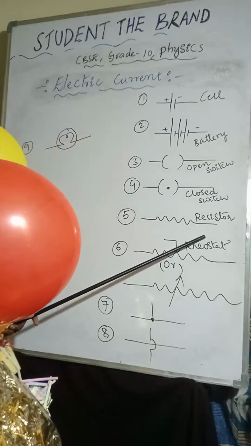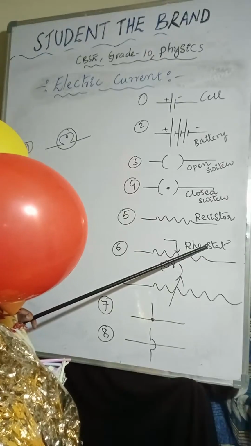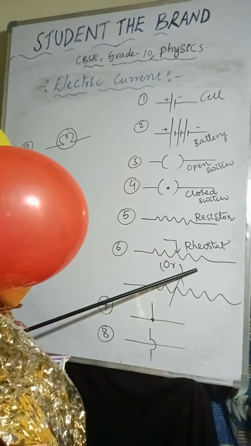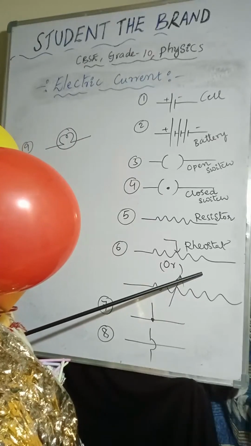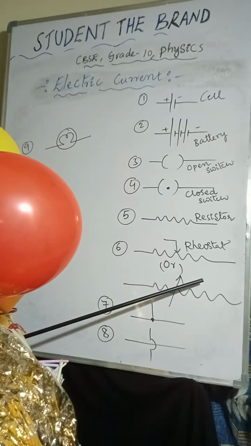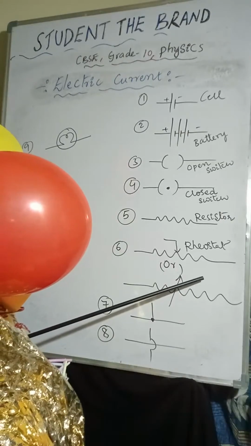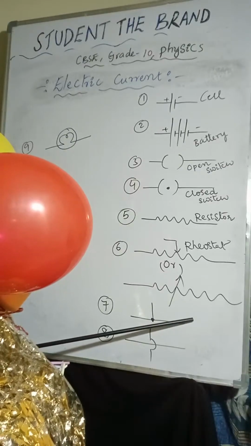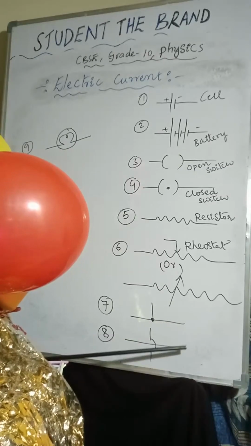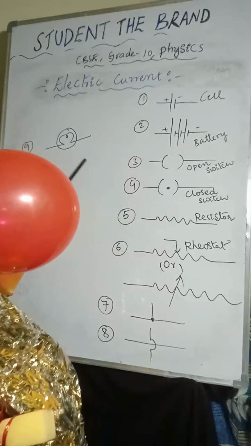Resistor is a device which is used to oppose the electric current in the circuit. Rheostat is the device which is used to regulate the current without changing the voltage source. So this is wire joining, wire crossing, and this one is the bulb.